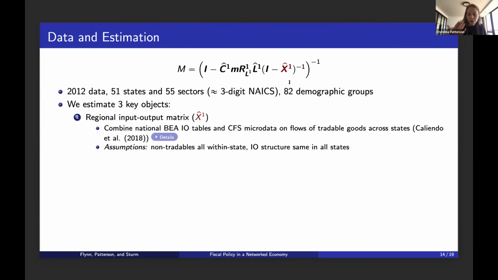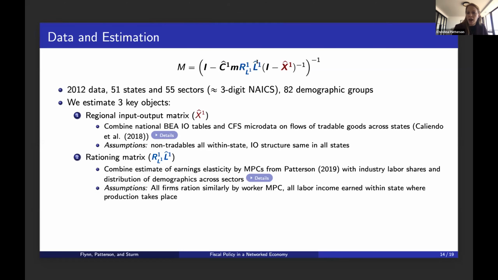We're going to compute this by combining the BEA input-output tables with regional input-output tables that we estimate from the commodity flows survey using the flow of tradable goods across sectors. And in doing so, we're going to assume that all non-tradables are consumed within the state, and that this input-output structure is the same in all of the states. The second we need is this rationing matrix. This is going to map, again, that change in demand to a change in income.